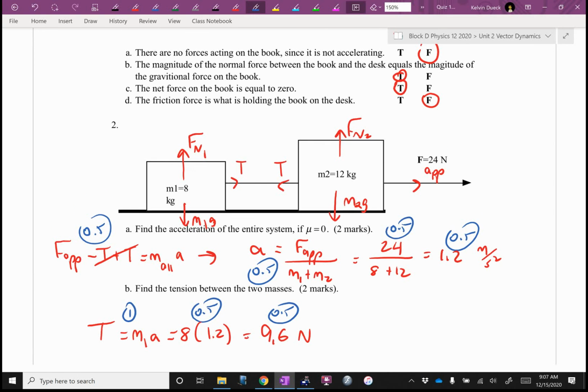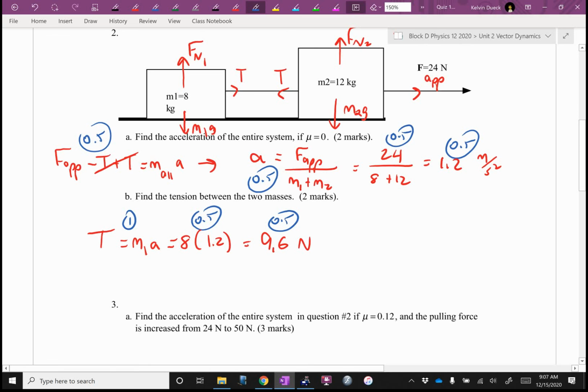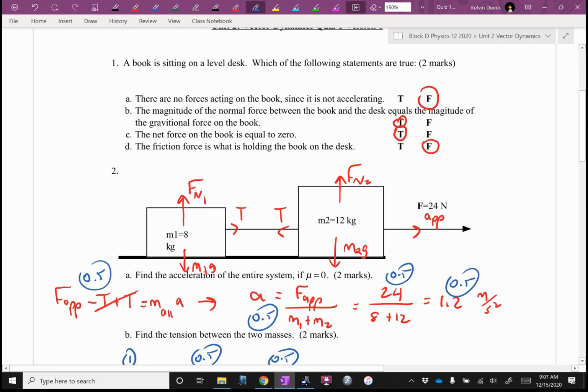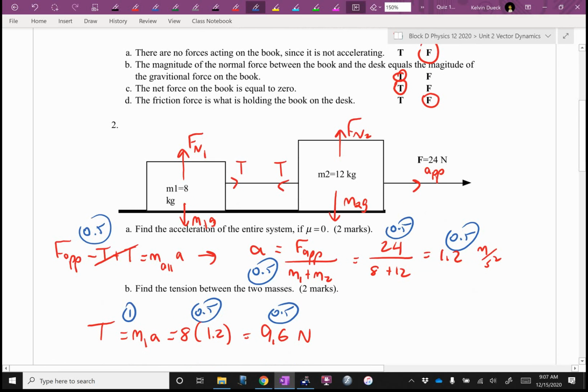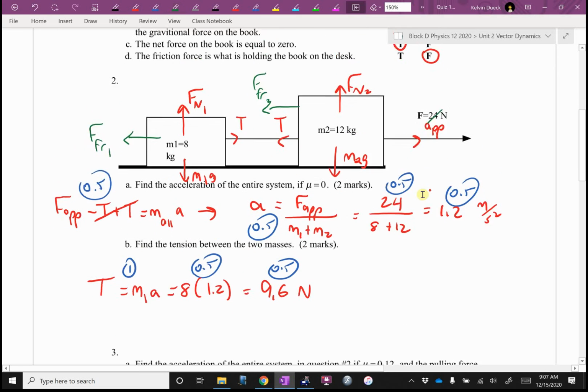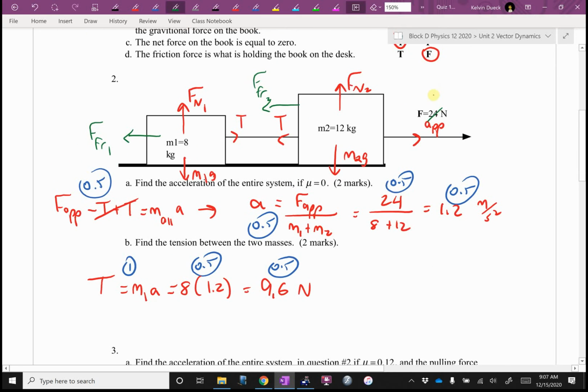Number 3, same question as number 2, but with friction. So I'll add that to my free body diagram in a slightly different color. I'll do it in green. We would have friction force number 1 to go with mass number 1. And don't forget, I would also have friction force number 2 to go with mass number 2. Okay? And they want me to change this to what? 50? What did I say? 50 newtons. Because that's what the instructions clearly said.